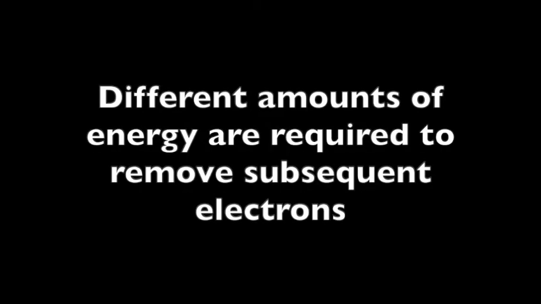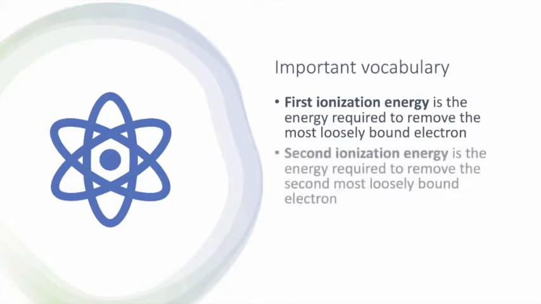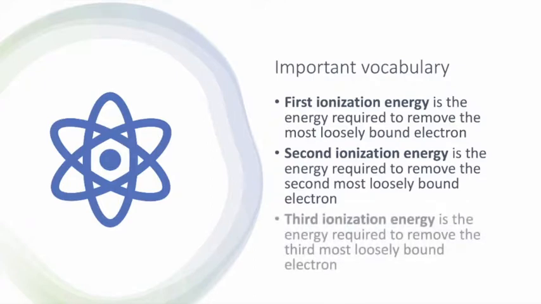Different amounts of energy are required to remove subsequent electrons. We define the first ionization energy as the energy required to remove the most loosely bound electron. The second ionization energy is the energy required to remove the second most loosely bound electron, and the third ionization energy is the energy required to remove the third most loosely bound electron. And we can actually go on and on until we've ripped off all the electrons.